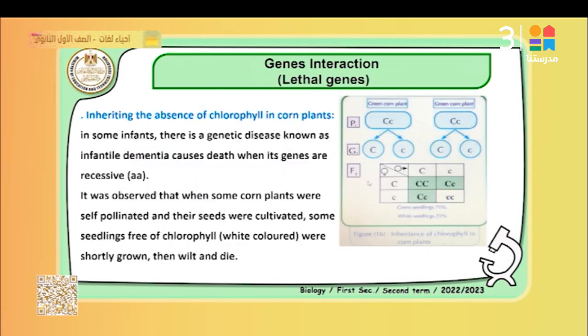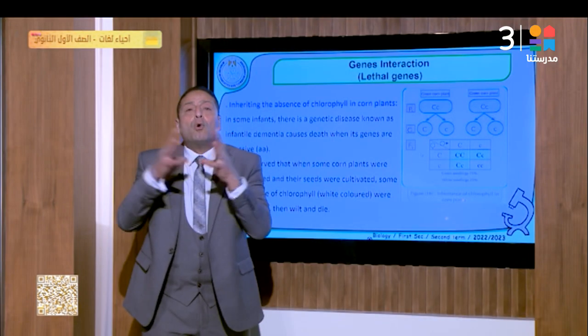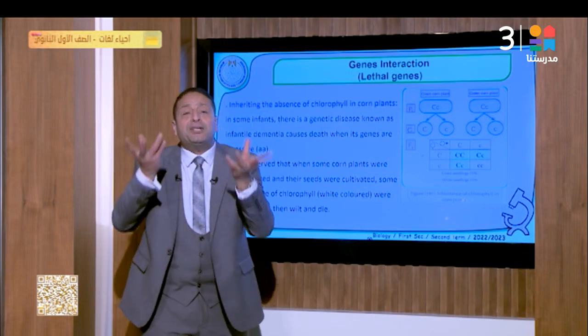That's right, okay? Inheritance of the absence of chlorophyll in the corn plant. For example, this is the absence of chlorophyll in the green corn plant, C capital C small. Green corn plant, C capital C small. Take the gametes, the same as occurred in the past slides. Okay, take the gametes C capital C small, C capital C small. Okay, mating: C capital C capital, C capital C small, C capital C small, C small C small. This one is dead. Okay, why? Because the 2 recessive lethal genes work together to prevent the formation of chlorophyll.